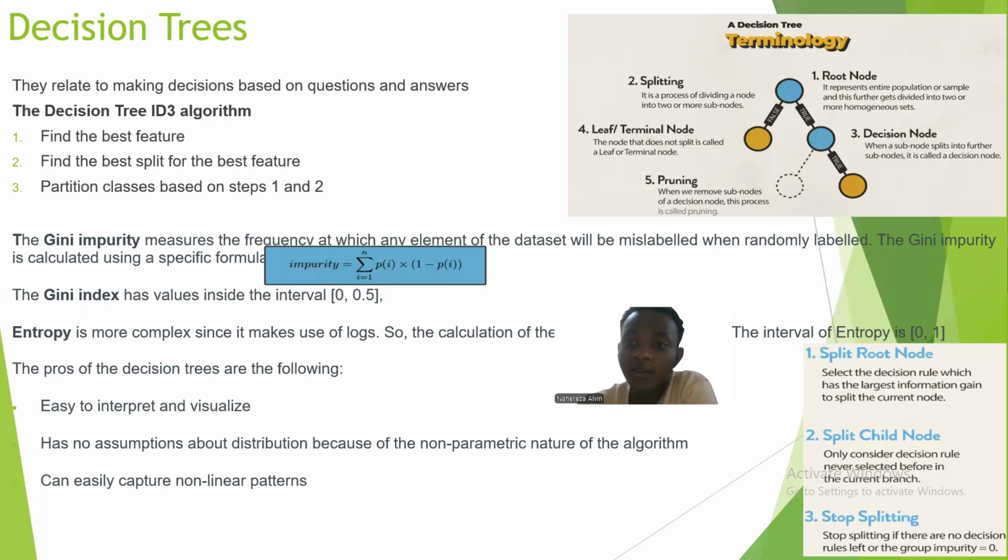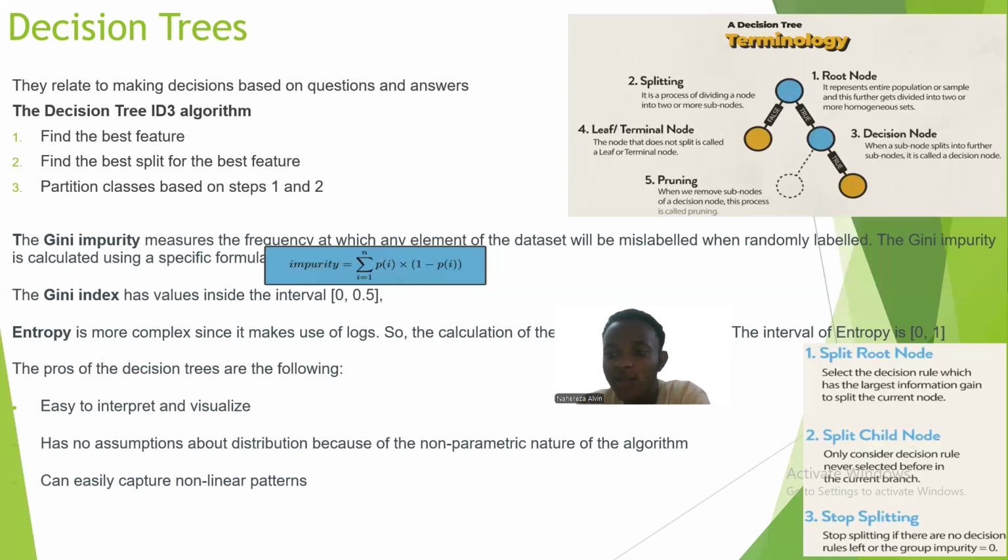So the structure or the terminology of a decision tree, we have the root node. This one represents the beginning of a tree. You'd call it like the statement you make first, the statement that you make in the first place, before expanding or splitting. So it represents the entire population or sample, and this further gets divided into 2 or more homogeneous sets. That action of dividing into 2 or more subnodes is called splitting.